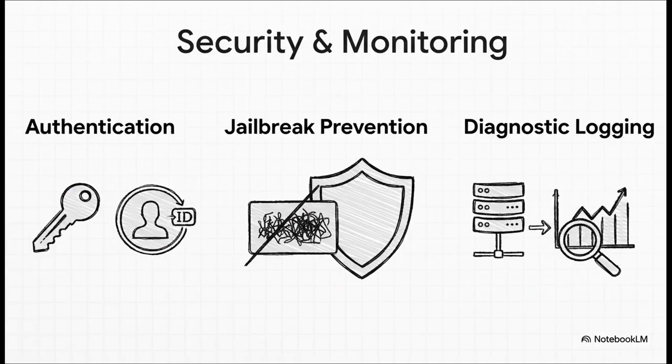Okay, this slide right here is basically your production checklist. 3 crucial things. First, authentication. You can start with simple subscription keys, but for real enterprise-grade security, you're going to want to use Microsoft Entra ID. Second, security against attacks. You have to prevent jailbreaking, and Azure's Content Safety Service is built just for that. And finally, monitoring. You need to know what's happening under the hood, and for that, you have to set up diagnostic logging, which needs both a storage account and a log analytics workspace.